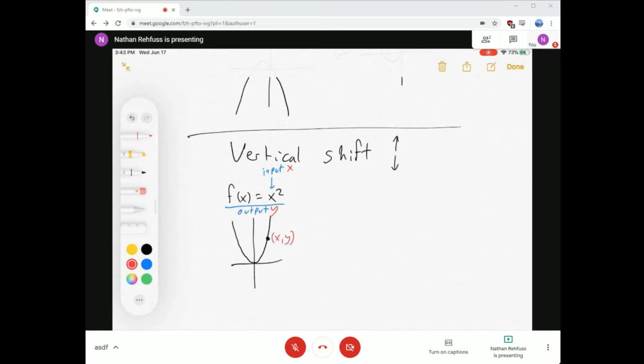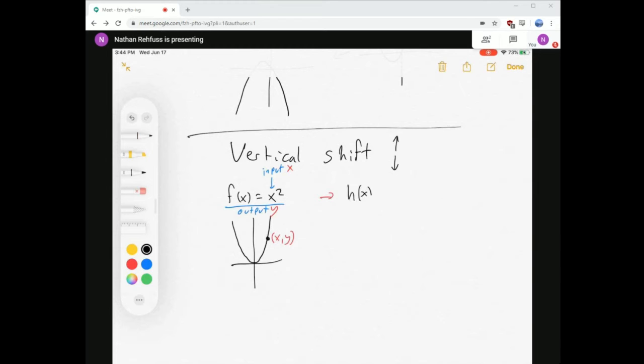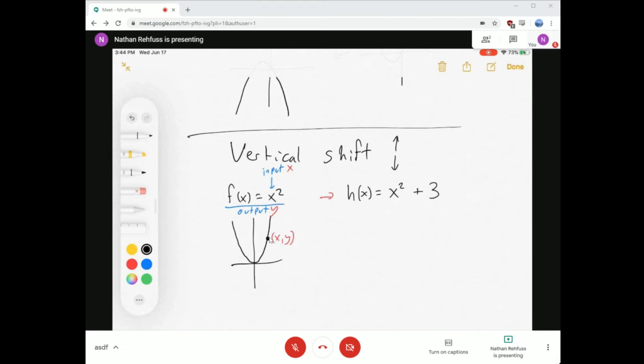So let's say I change that to a new function, and let's call it, how about h of x? It's going to be the same function, but I'll add 3 to it. So I've added 3 to the output. So first you find x squared, and that gets you this point, and then you add 3. And that's going to make the y-coordinate 3 bigger.